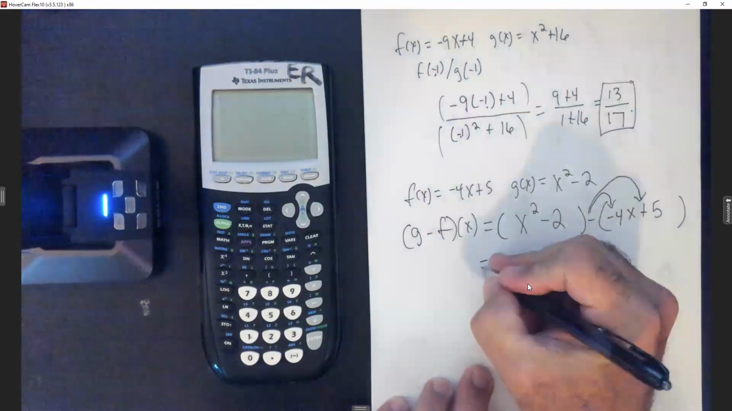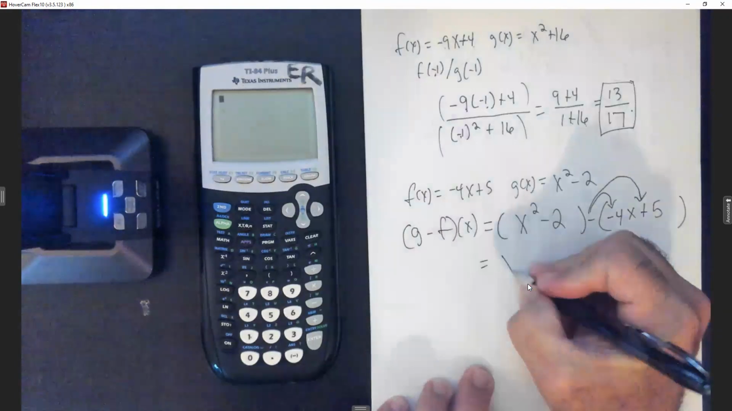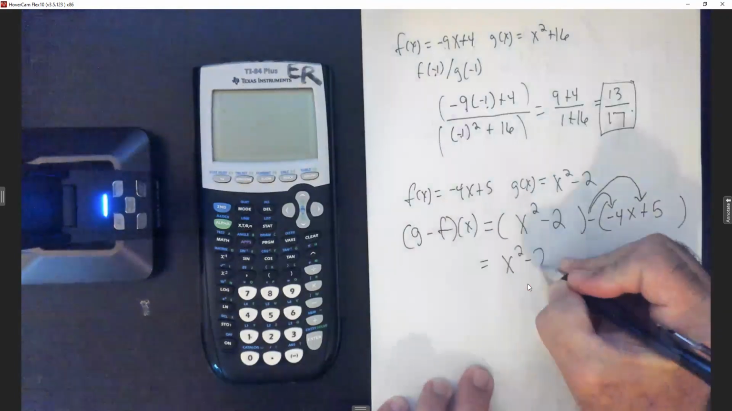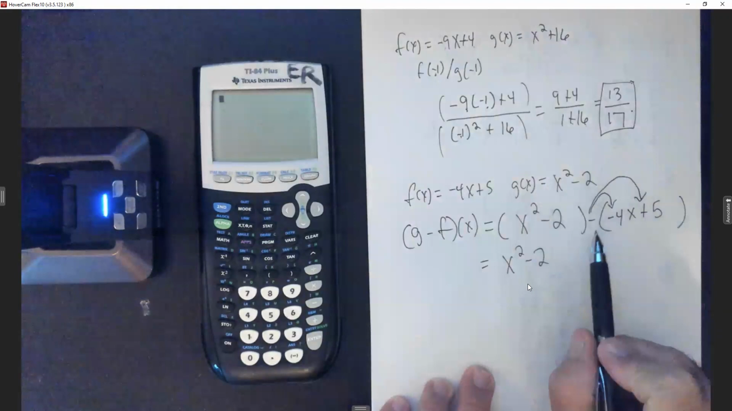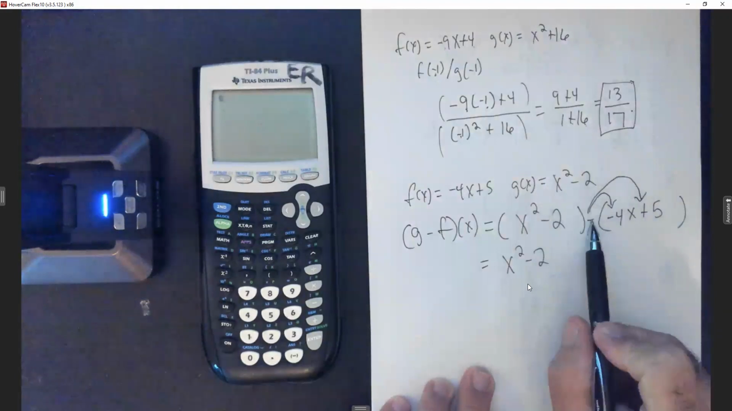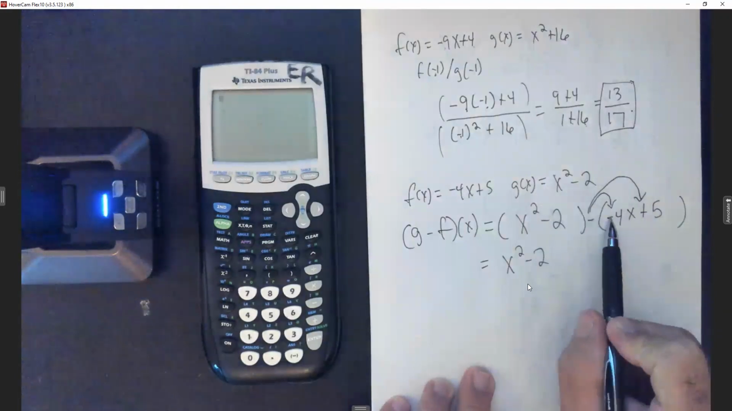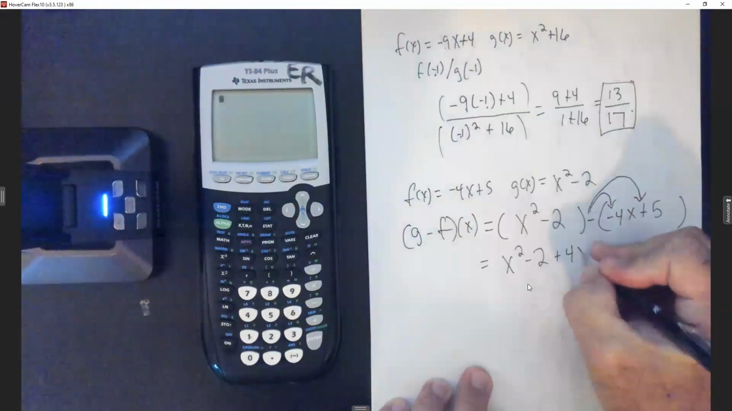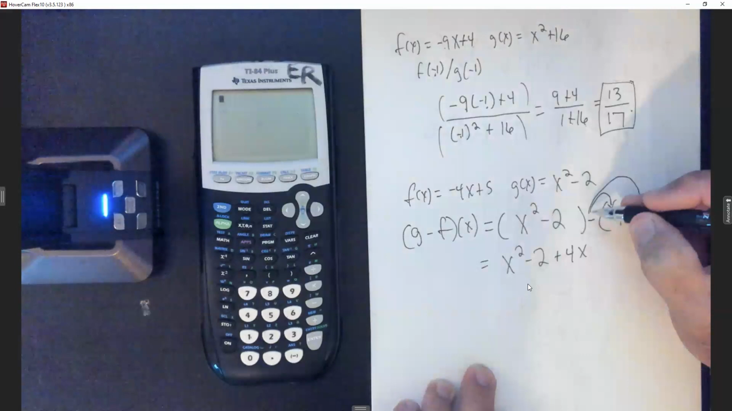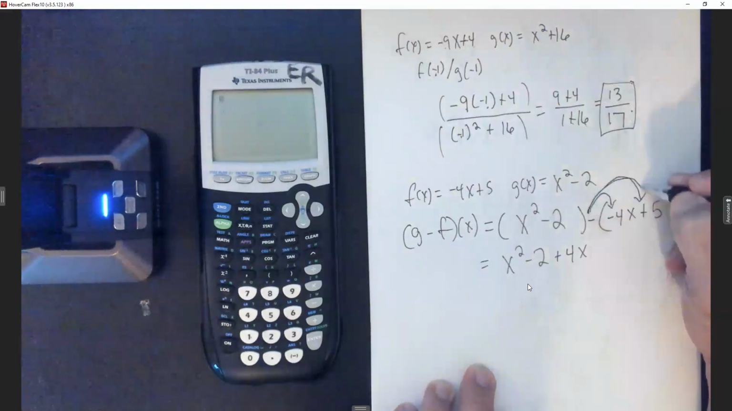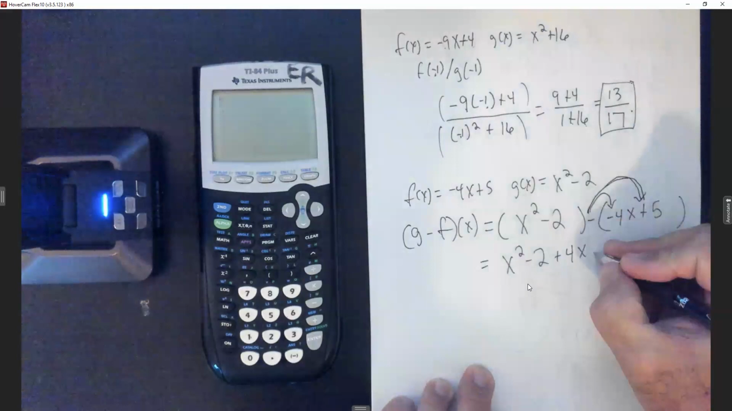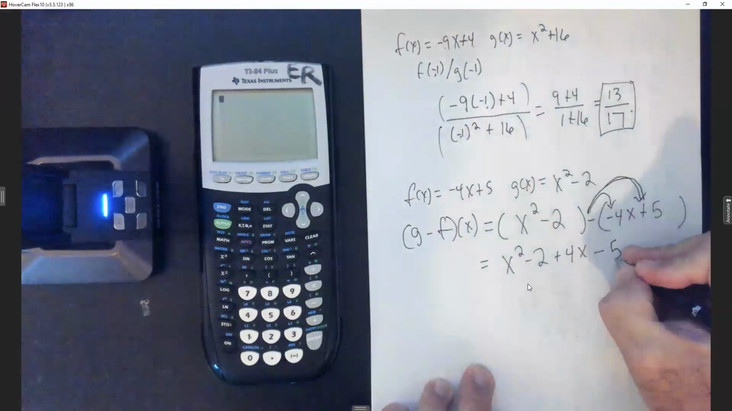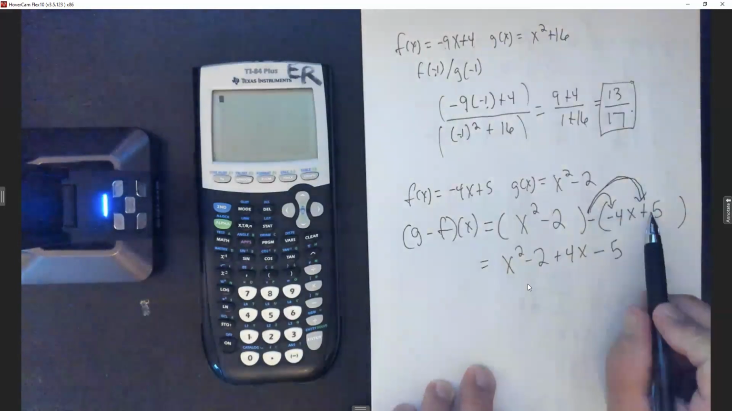So that would give you the x squared minus 2 from the first parentheses. But y'all, now I'm subtracting a negative. So anytime you subtract a negative, it becomes a positive. And then subtracting a positive is going to stay negative. So it's like negative times negative is positive. Negative times positive is negative.